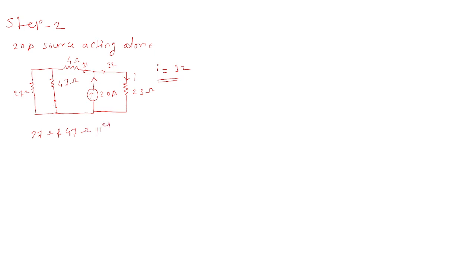So the equivalent resistance 27 multiplied by 47 divided by 27 plus 47. So if you solve this, what is the answer? If you have calculators, kindly solve this. Yes, 17.15 ohm. Now I am going to redraw the circuit for your understanding.